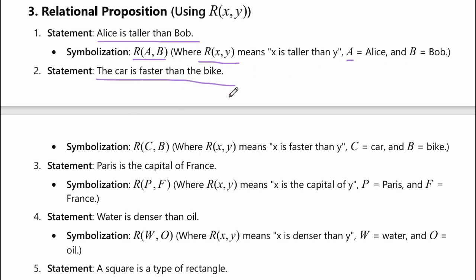The car is faster than the bike. R C B, where R X Y means X is faster than Y. So we just state that it is faster. What is the relation? X is the capital of Y. X is denser than Y. And just state the variables also. C stands for car, capital C. B stands for bike, and so on.